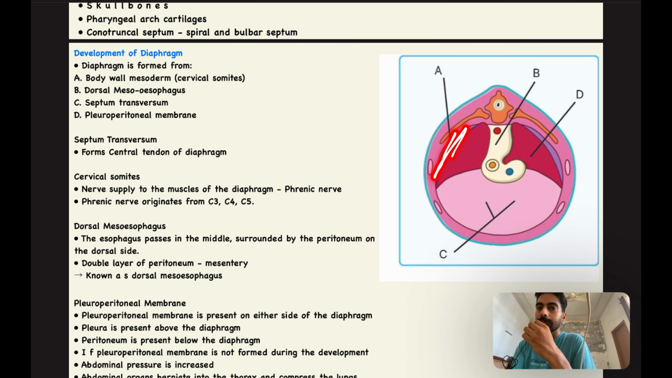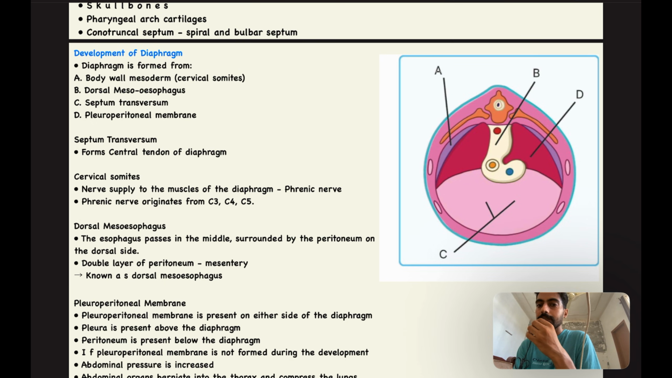Okay, so this is A. It is our body wall mesoderm. B, this is our dorsal mesoesophagus. This is our septum transversum, and this is our D. This is our pleuroperitoneal membrane.